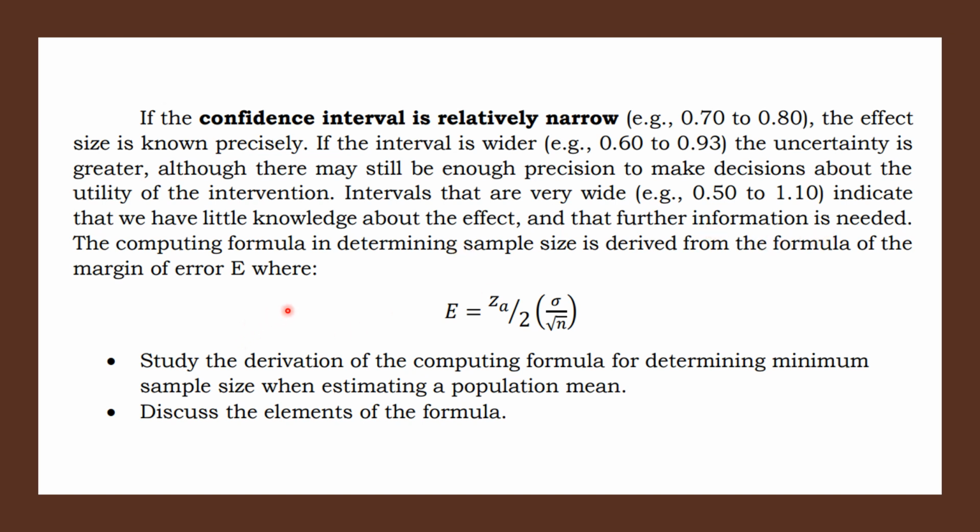So the computing formula in determining sample size is derived from the formula of the margin of error E, which is E equals Z sub a over 2 times the standard deviation all over the square root of n. So we have to study the derivation of the computing formula for determining the minimum sample size when estimating a population mean. So this time we're going to estimate the population mean. We will discuss the elements of the formula on the next slide.